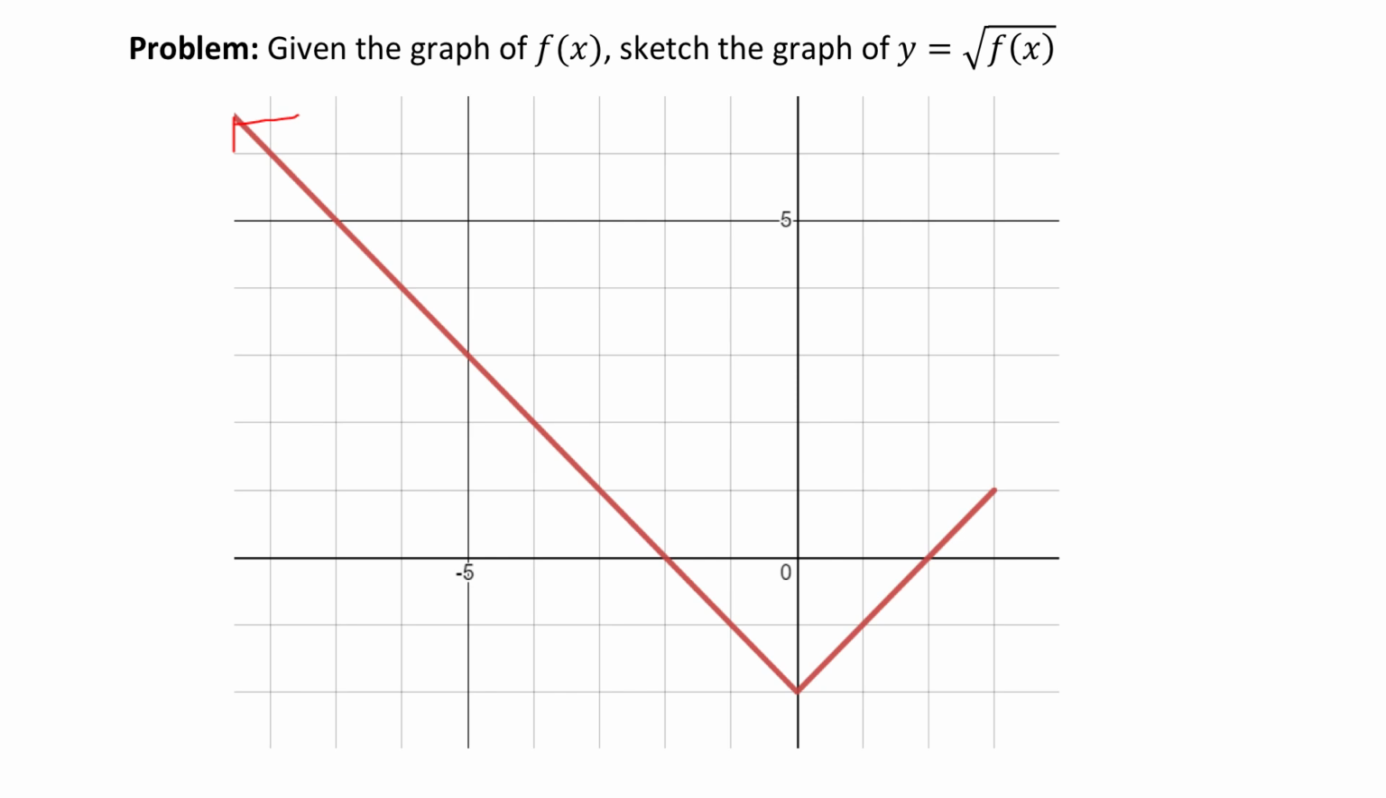Okay, so I'd encourage you to pause the video and give this one a try. You have an underlying graph in red. And for fun, this one actually has a little arrow at the end. And I want you to sketch the square root of this graph. So pause the video and give it a try.